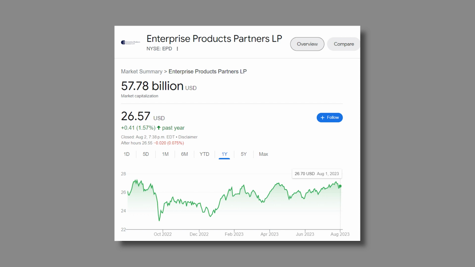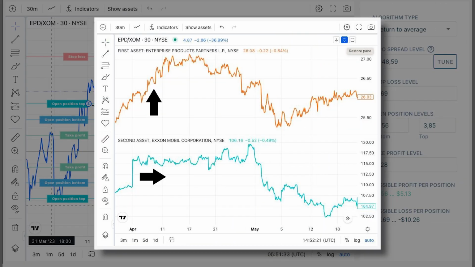For the other oil and gas company, we chose Enterprise Products Partners, which has a much smaller market cap of $57 billion. Now, if we were to compare the stock charts of ExxonMobil, which is the turquoise line here, and Enterprise Products Partners, which is the orange line, we can see that at the beginning of April, Enterprise's stock price outperforms Exxon's. And if the strategy is set to return to average, we will look for Enterprise's stock price to underperform while Exxon returns back to its leader position. Now this means that we will look to short the pair to head lower.